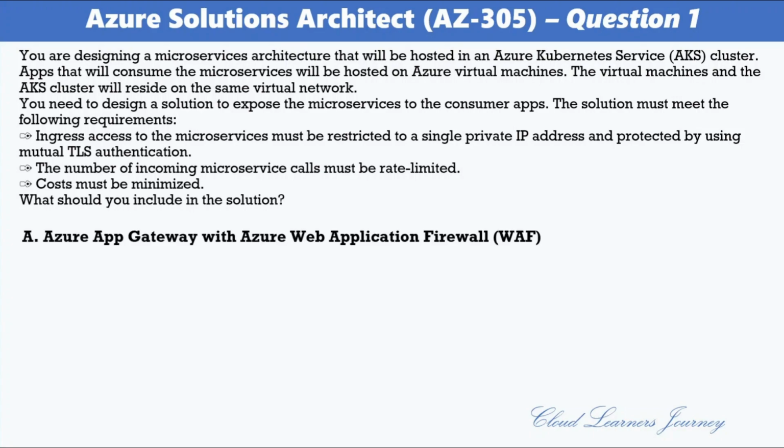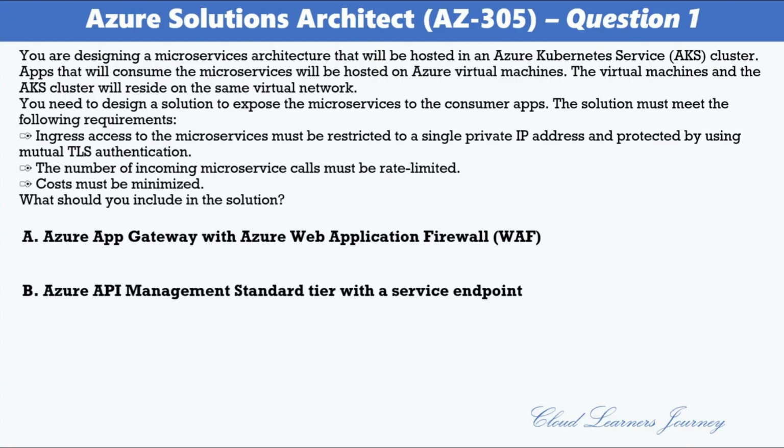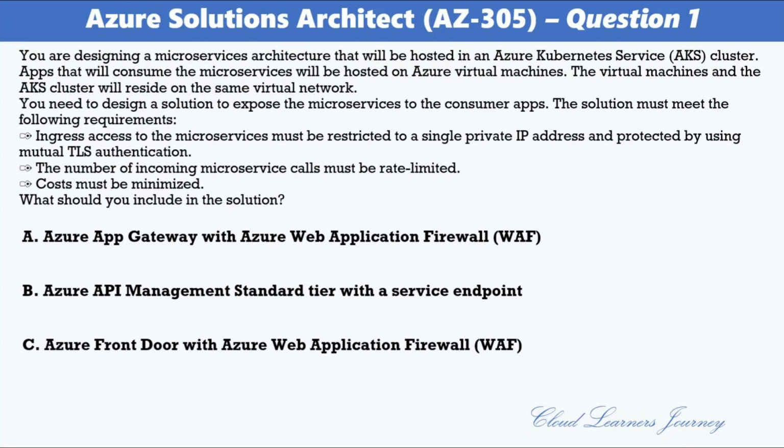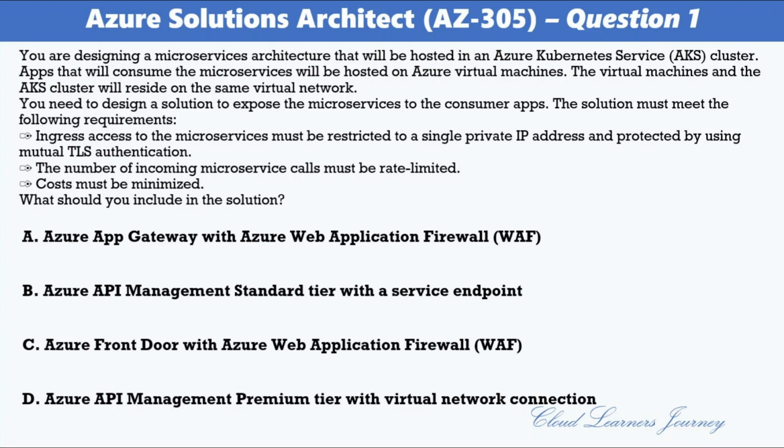What should you include in the solution? And the options are A. Azure App Gateway with Azure Web Application Firewall, WAF. Option B. Azure API Management Standard Tier with a service endpoint. C. Azure Front Door with Azure Web Application Firewall. D. Azure API Management Premium Tier with Virtual Network Connection. And the correct option is D. Azure API Management Premium Tier with Virtual Network Connections. Azure API Management Premium Tier supports virtual network integration, which allows you to restrict ingress access to the microservices to a single private IP address within the virtual network. This tier also supports mutual TLS authentication and rate limiting policies, and provides a solution while minimizing costs.